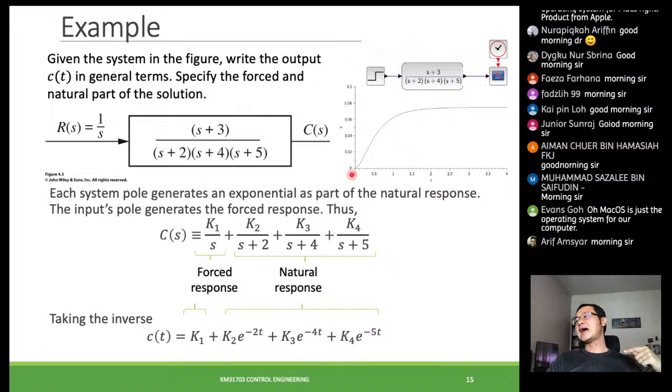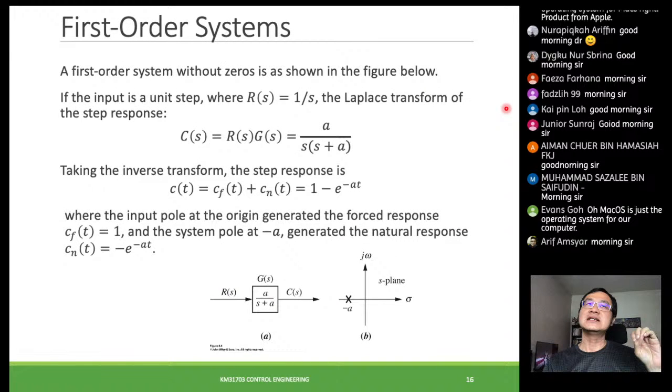Okay, so I hope that clears your first part, how we can see the importance of zeros and poles. Then next we will start to slowly analyze the first order system. After that, we will analyze the second order system, again mainly based on zeros and poles, and what type of information we can extract to define the performance of the system itself.